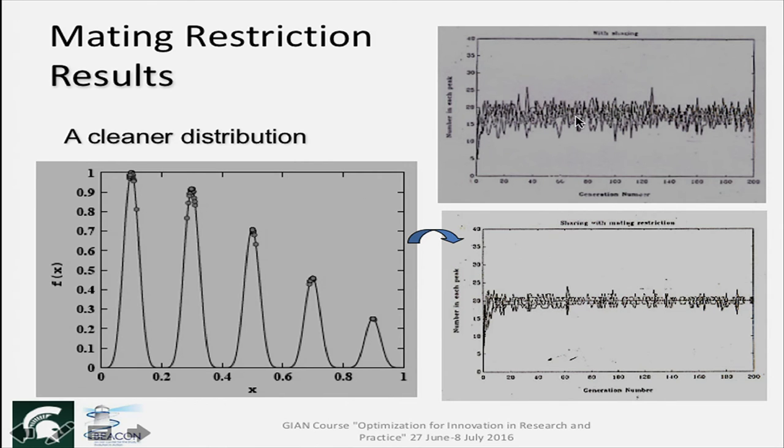So you can see that from such a performance, you can get down to such a performance. This means that all 5 peaks have got almost equal number of points. So there's equal representation. This one has a little variation, goes from 17 to about 21, 22. But here, it's either 19 or 20 or 21, something like that. So you get much better performance, and things happen a bit quicker when you do the mating restriction.